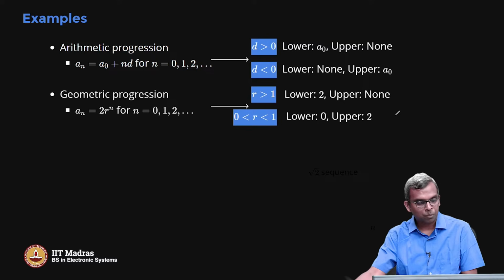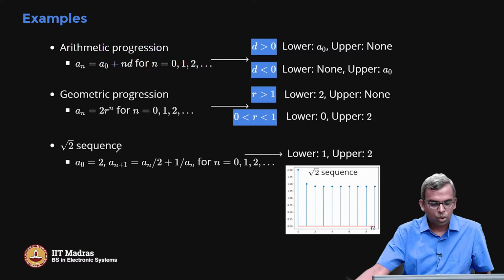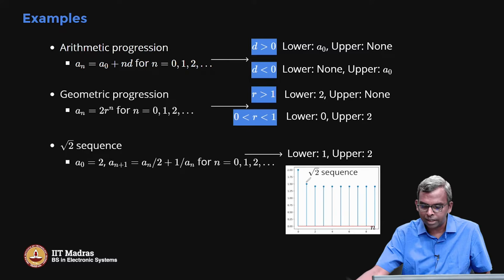Interesting behavior. Let us just for the fun of it look at the root 2 sequence. Okay. The root 2 sequence, we will plot it. Okay. So, I have plotted it. It starts at 2 and it seems to settle at 1.4 something and it is never really going down. So, graphically, from the graph, we can see clearly that this root 2 sequence seems to have a lower bound of 1 and an upper bound of 2.